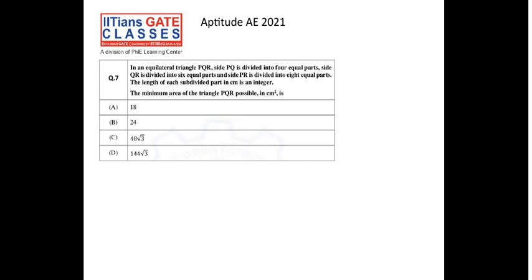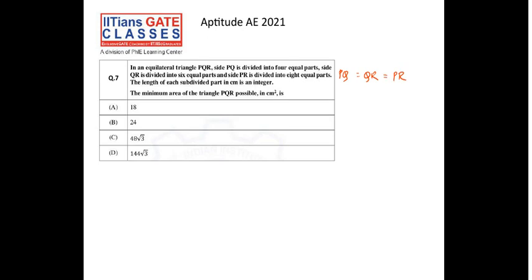Moving on to the next question. In an equilateral triangle PQR, side PQ is divided into 4 equal parts, side QR is divided into 6 equal parts, and side PR is divided into 8 equal parts. The length of each subdivided part in centimeter is an integer. The minimum area of the triangle PQR possible in square centimeter is.